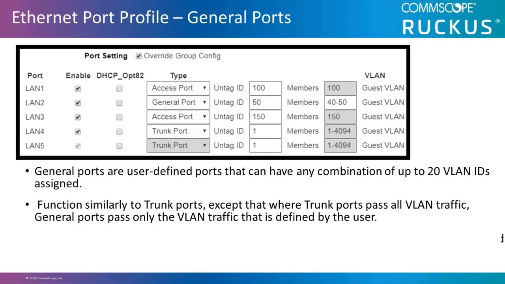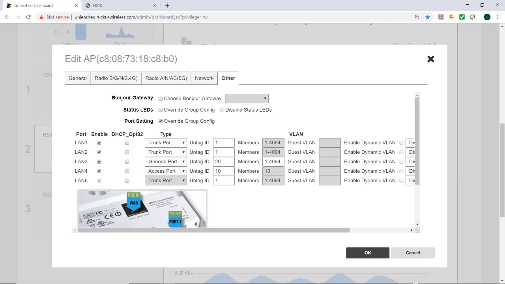They function similarly to trunk ports, except that where the trunk ports pass all VLAN traffic, general ports pass only the VLAN traffic that is defined by the user. So to configure this as a general port, I can put in an untagged ID of 20.